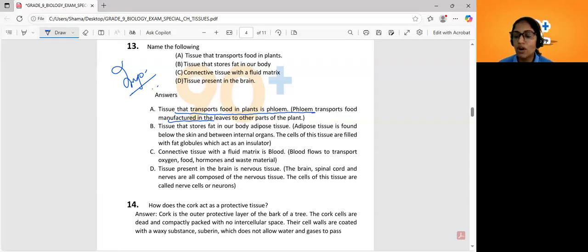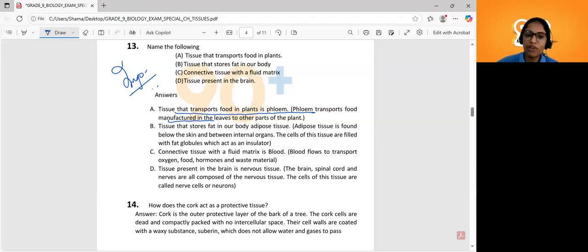We know that the leaf is called the kitchen of the plant, and the food that is manufactured in the leaf is transported to other parts with the help of the phloem. And the B part of the question is tissue that stores fat in our body. So the tissue which stores fat in our body is adipose tissue. See, this is adipose tissue. The tissue which stores fat in our body, we call it adipose tissue.